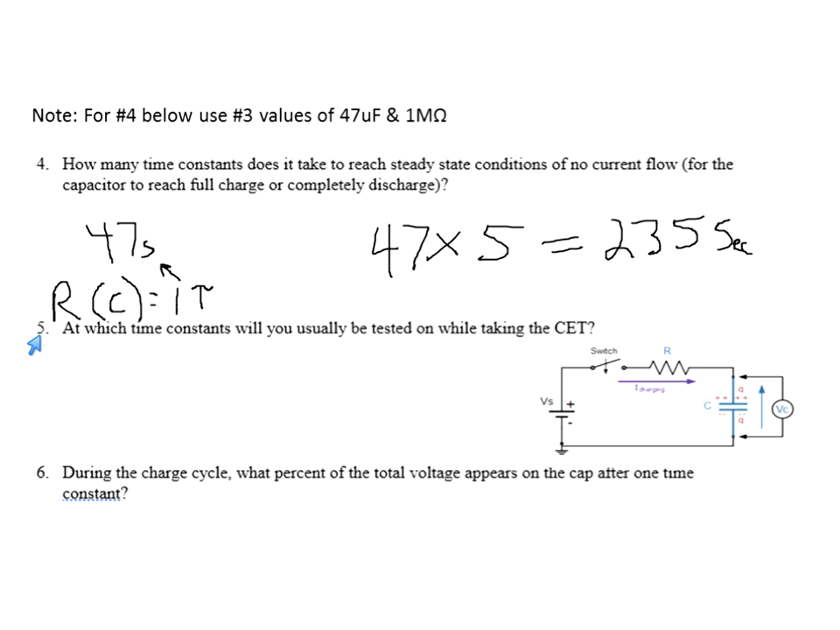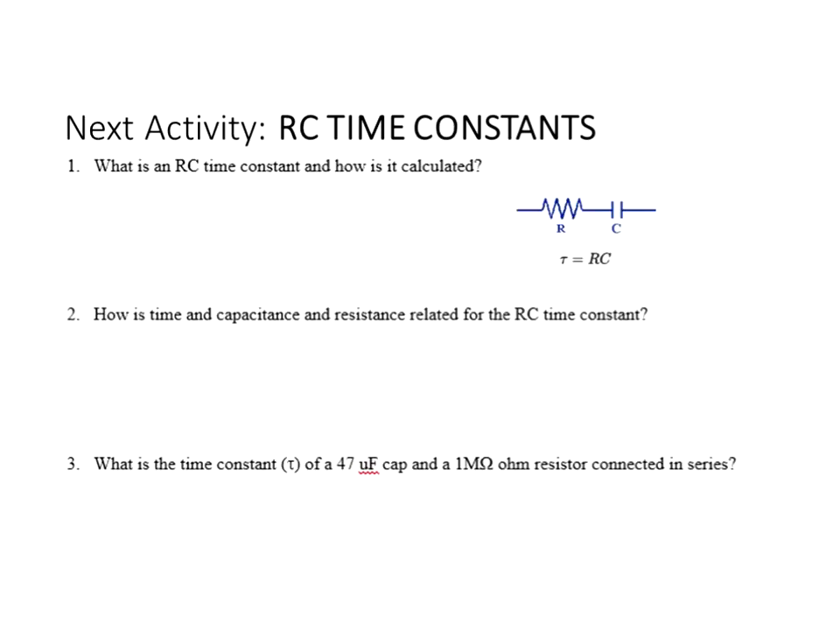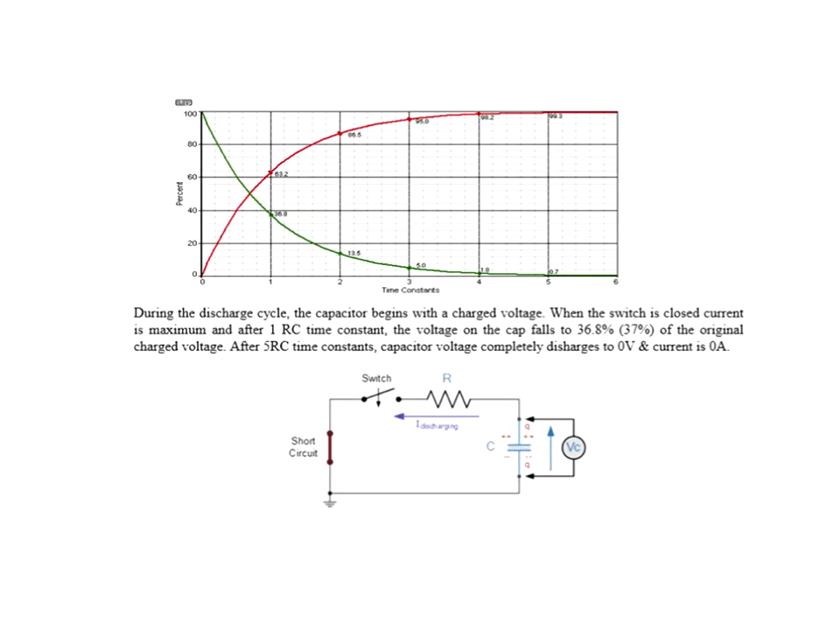So during the charge cycle, what percent of the total voltage appears on the cap after 1 time constant? Well, first you notice it's a charge cycle, and I can tell this is a charging circuit because there's a source there. The answer for that one would be, what would be the answer for that one? Well, let's back up and take a look. Right here, 63%.